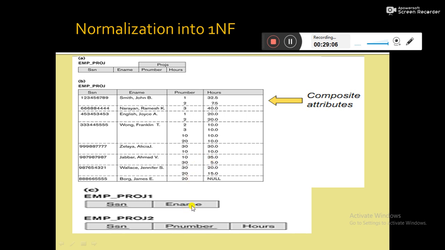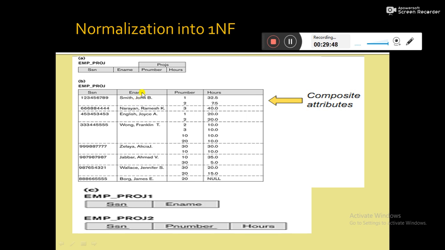For example, in these two relations, multi-valued attributes are not there, because these multi-valued attributes are totally separated and placed into a different relation. But if you look at the relation SSN and ename, here the value of ename is Smith comma John B. So there is a concept of first name and last name. So this is non-atomic data. We can break it down.